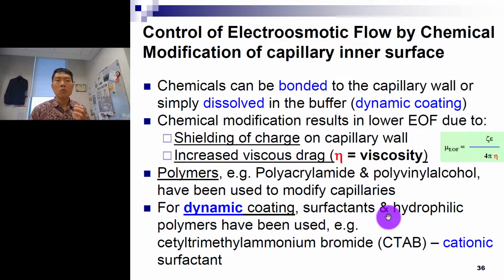So we can seek to control the EOF by chemical modification of the inner surface of the capillary here. So we don't assume that, right, you purchase a capillary, there's always internal fused silica, that's it. We can do some coating, right? We can do some coating of polymer of some sort. Now, because chemicals can be bonded to the surface of the wall, right? Let's say you have some ions, it's just tightly bound, right? Then there's no way that you can remove it because the bond is so strong. How are you going to separate it?